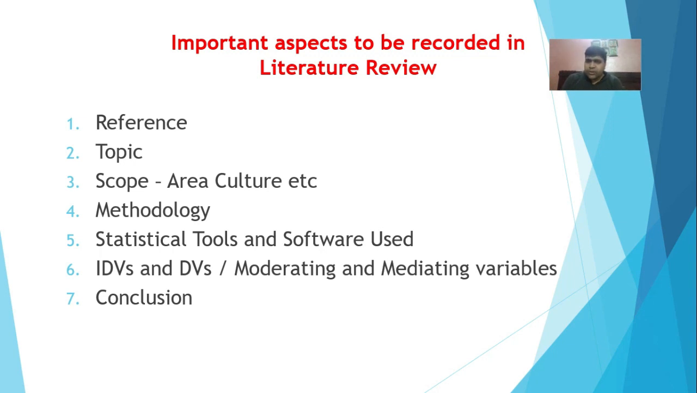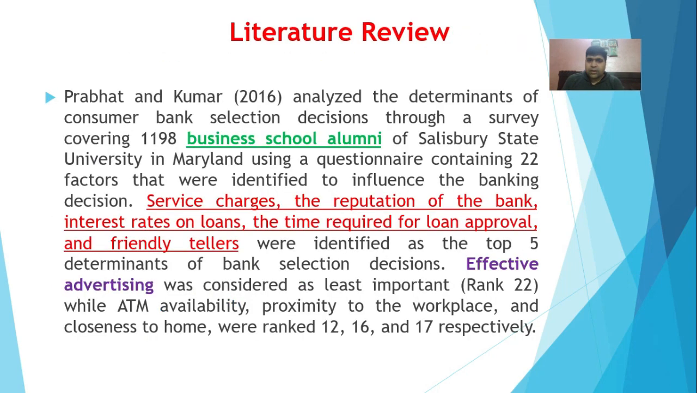Topic, you should keep it in your records, but you should not write it in the paragraph or story. Don't write it. Scope, area, culture, country, you can write. Methodology, you can write it was a descriptive, exploratory, or what kind of research or what tools were used. Moderating, mediating variables, independent, dependent variables, yes, you should write. And conclusion, whatever we have studied, this is the major conclusion, and this is the sample size and the country and all. So this is important. You should write. Conclusion is the most important. Without that, there is nothing.